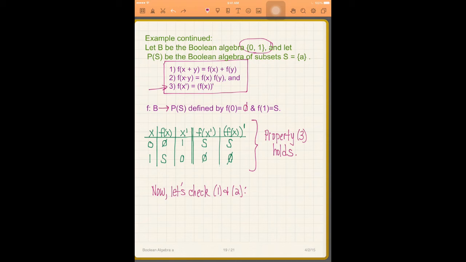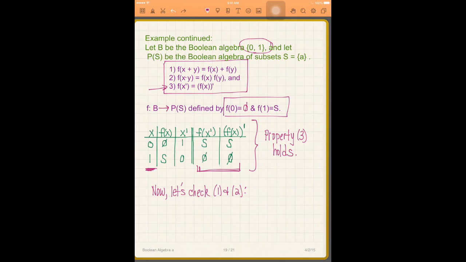So notice if you do f of 0, you get back the empty set. F of 1 is the set S. Then I do x complement, get that column, and then do f of x complement, so remember to use this as your function output values. And then I take the complement of f of x, so I have to make sure to go to this column and then take its complement. So the complement of the empty set is S, the complement of S is the empty set, and if you now compare these last two columns, they are the same for each of those x values. So property 3 does hold.